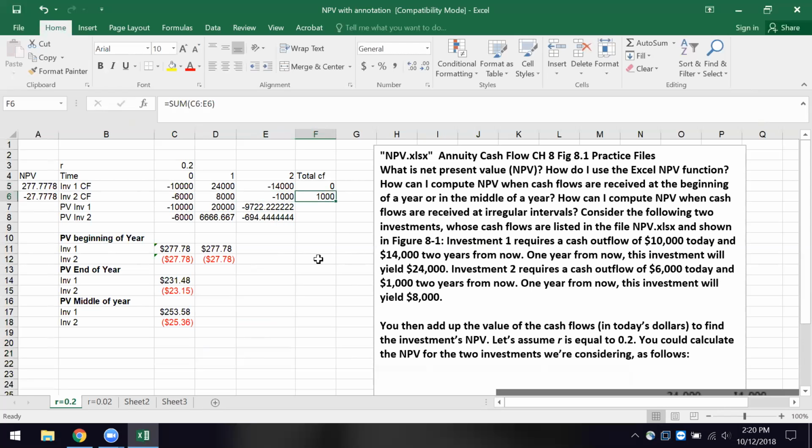All right, so now we get the cash flow. We've looked at the raw data here, and now we're going to look at the present value. And let's talk about this for a minute. The present value for investment number one equals C5, and that is in year zero, I put $10,000 in. In year two, it changes. The present value of that money is $20,000 instead of $24,000. You say, how did that happen?